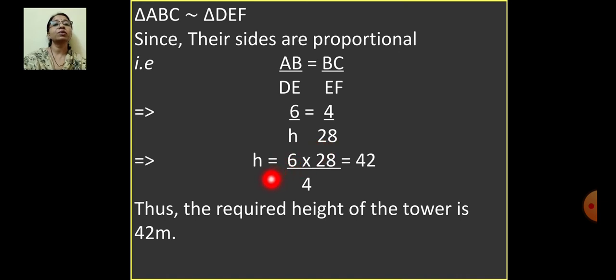Now you cross multiply. After cross multiplication you will get H is equal to 6 into 28 divided by 4, and that is equal to 42 meters. Final answer: thus the required height of the tower is 42 meters. So children, this is actually the last sum of your exercise 6.3.